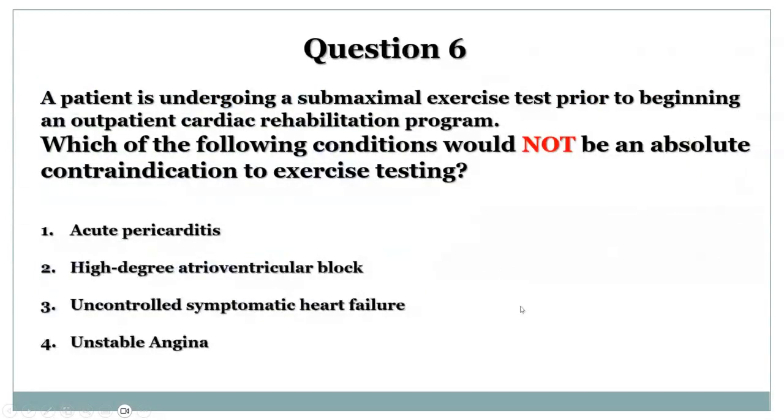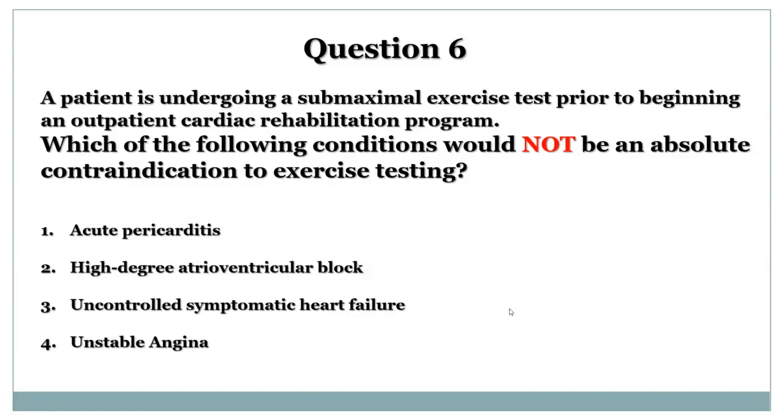Let's look at the question which we have seen today in our lecture. A patient is undergoing a submaximal exercise test prior to beginning an outpatient cardiac rehabilitation program. Which of the following conditions would not be an absolute contraindication to exercise testing? Someone who has acute pericarditis? No, I will not do any exercise for this one. Uncontrolled symptomatic heart failure? No, I will not do any exercise for someone like this either. Unstable angina? Yes, absolute contraindication.